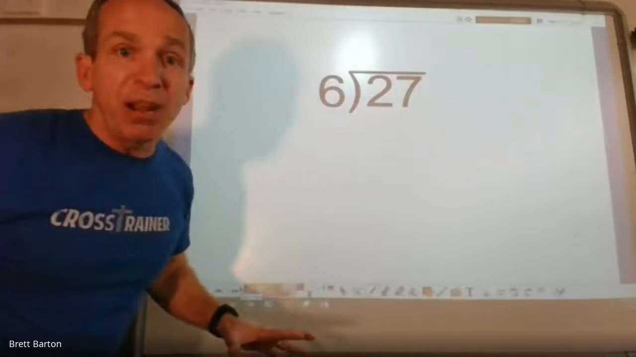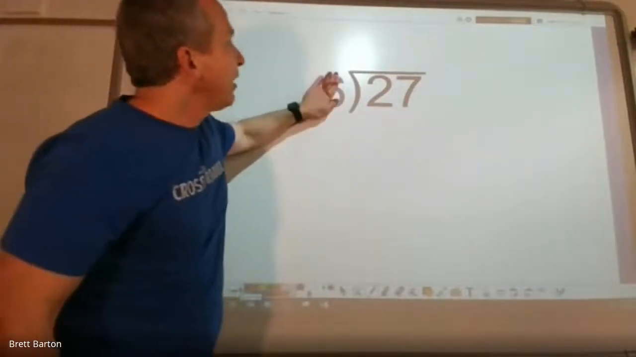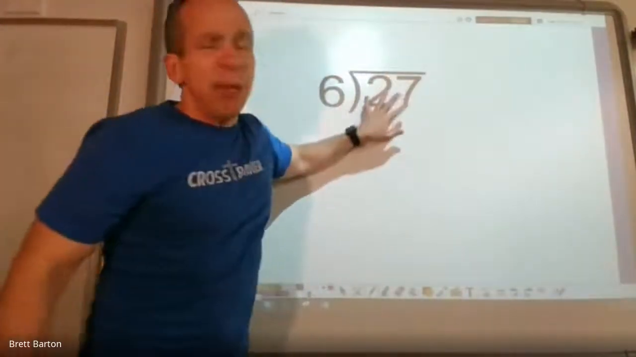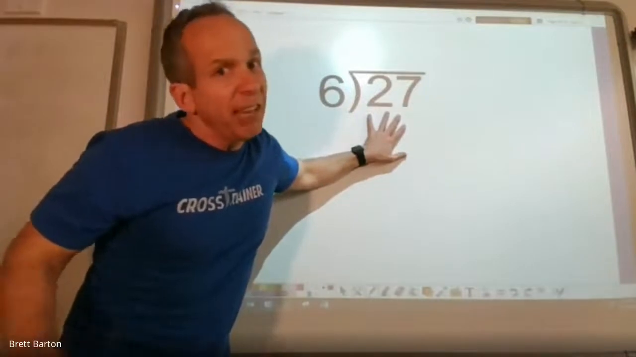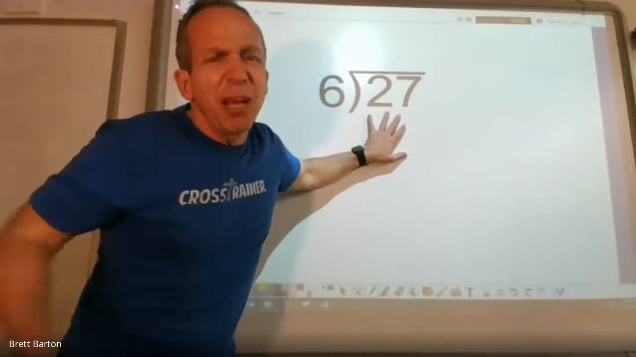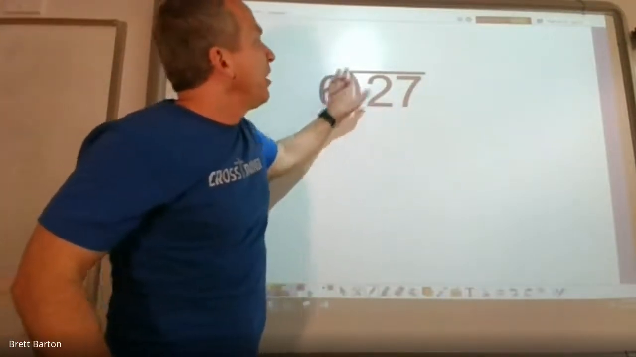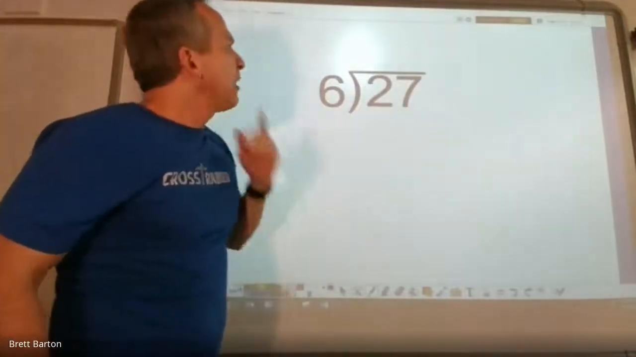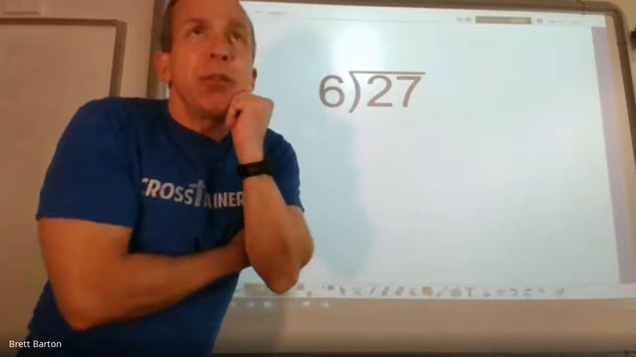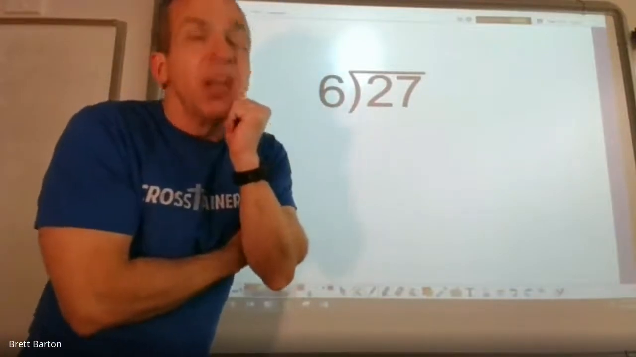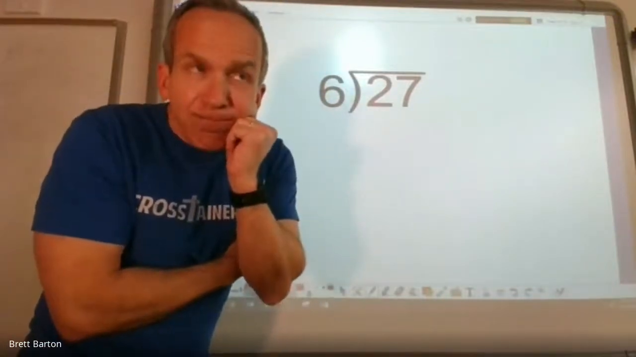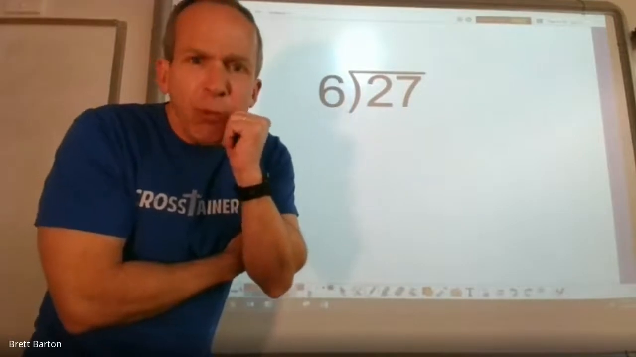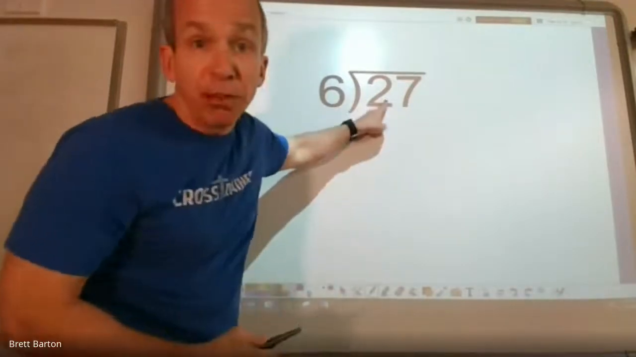Okay, we're going to just look at bare numbers. And I want to say 6 times what will get me really close to 27. Now, I can't go over 27. We've talked about this many times before. But 6 times what gets me close to 27 without going over? And I look and I say, 6 times 2 is 12. I can get closer. 6 times 3 is 18. I can get closer. 6 times 4 is 24. Hey, that's getting pretty close.